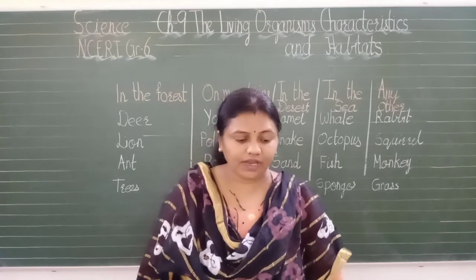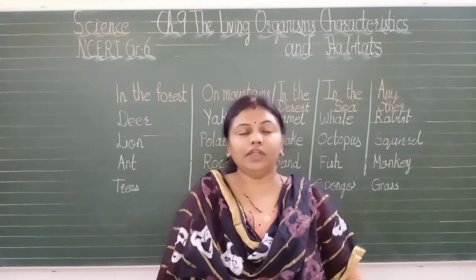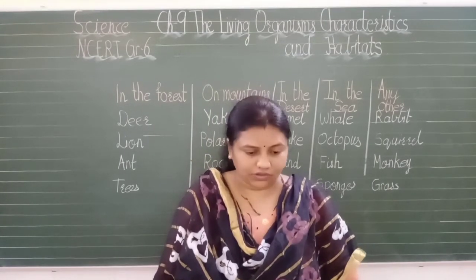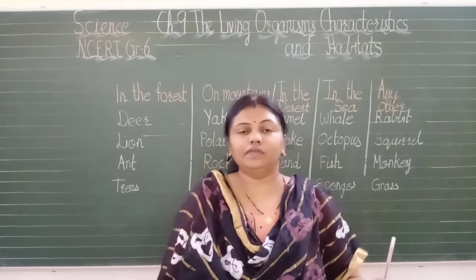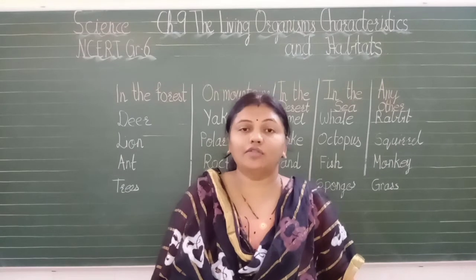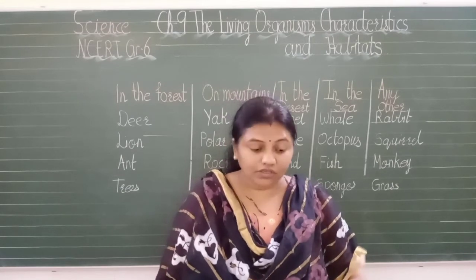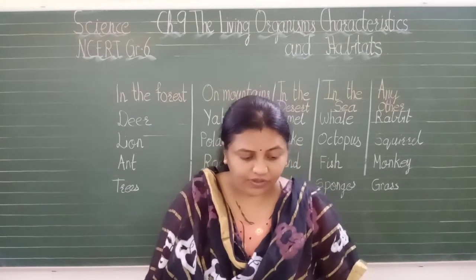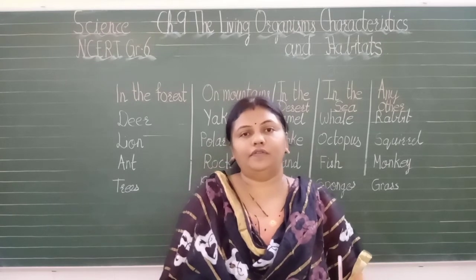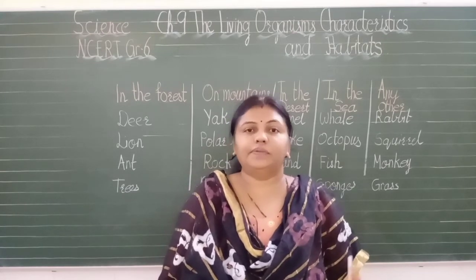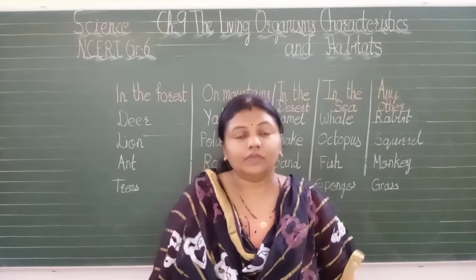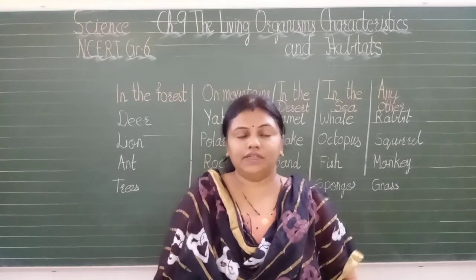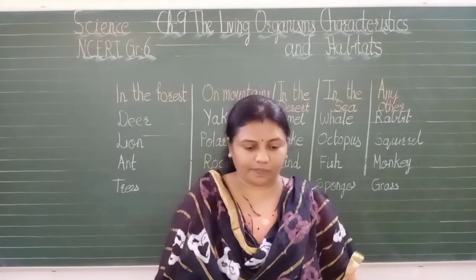Now, let me tell you one activity. You can take the seeds, divided into 4 parts. In one of the chapters, you also learned how to sprout the seeds. Germination takes place. This is the beginning of the life of a new plant. Germination means the beginning of a new life of a plant. Now, you have to take seeds and divide them into 4 parts.